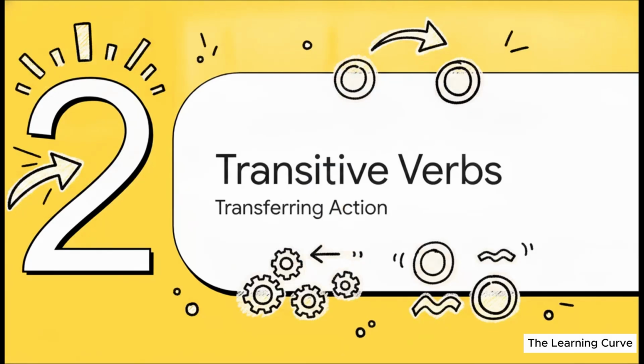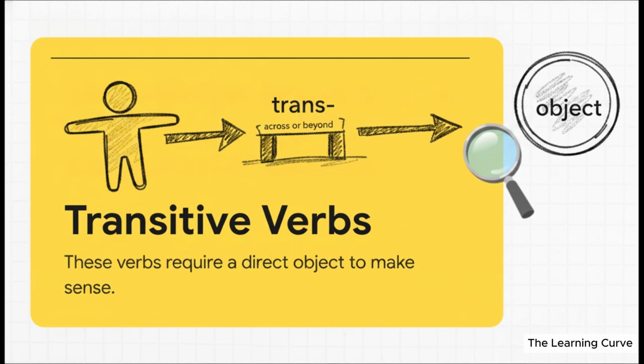Moving right along to Section 2, Transitive and Intransitive Verbs. Let's tackle the first type here. When verbs transfer their action directly over to a target, we call them transitive. The action travels from the subject straight across the verb and lands directly on a receiver to make the sentence actually work. They absolutely 100% require this direct object, whether that's a person or a thing receiving the action, to make any grammatical sense at all.